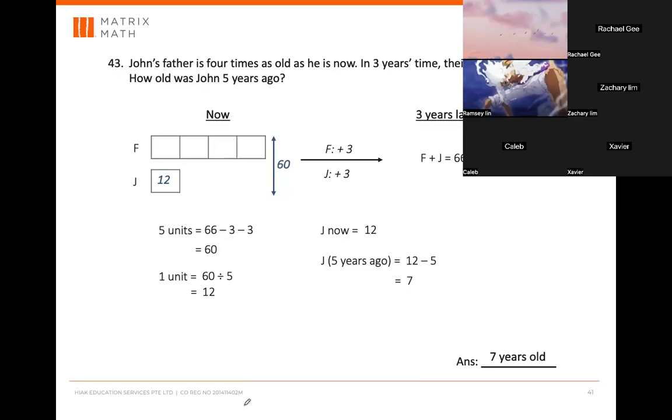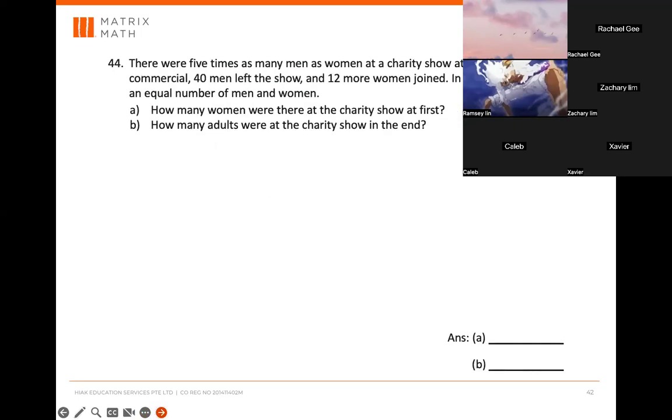Moving on to 44, where a lot of you got it wrong. Okay, there were 5 times as many men as women at a charity show at first. During the show, 40 men left and 12 more women joined. So in the end, there were an equal number of men and women. So how many women were there at the charity show at first? How many adults were at the charity show in the end? So we do the model first.